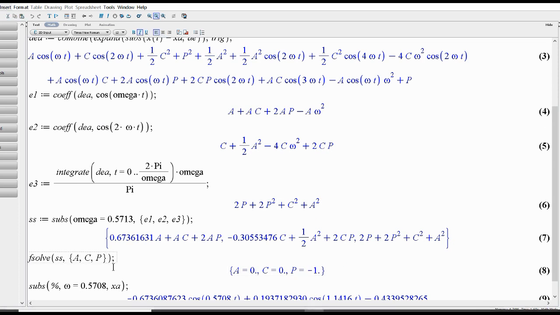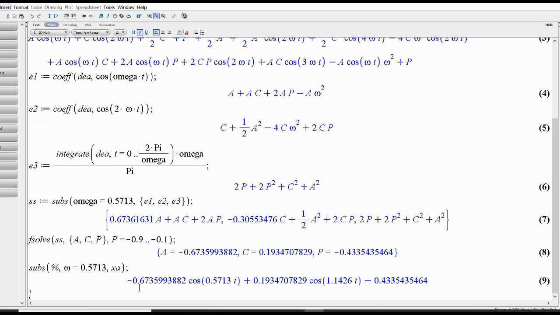If I say P equals -0.9 to 0, then it gives me the 0 solution. But if I say -0.9 to -0.1, then it may give me a solution, as indeed it does. Okay, so this is 0.5713, and I am substituting that also. That is my expression. This is the solution for x.